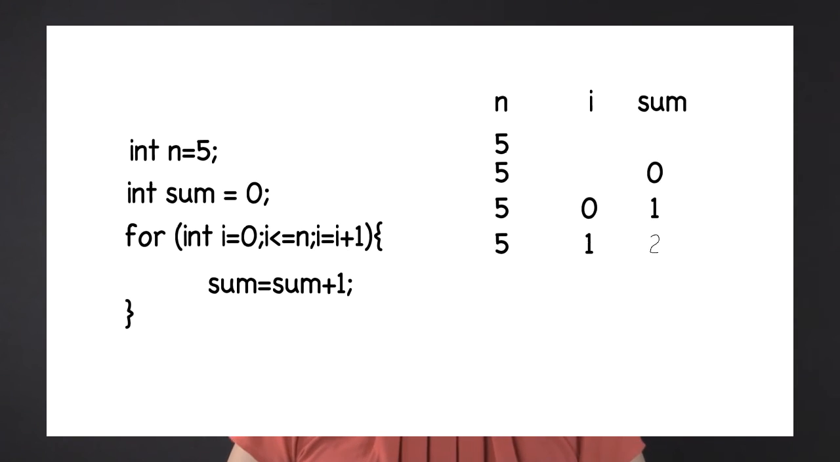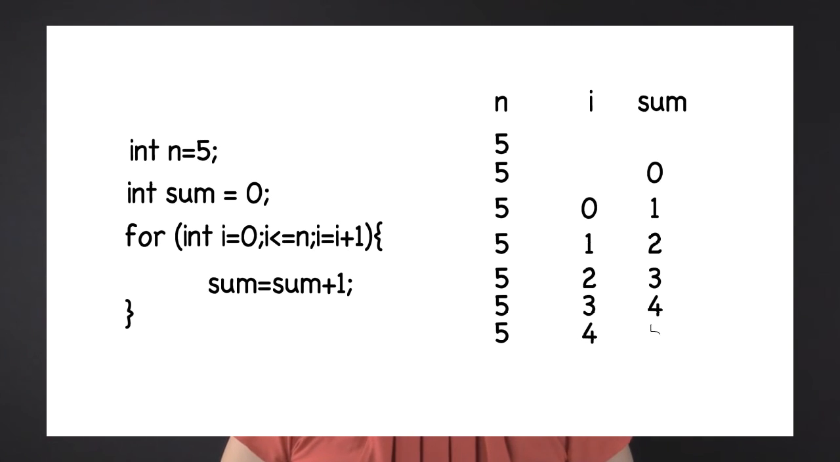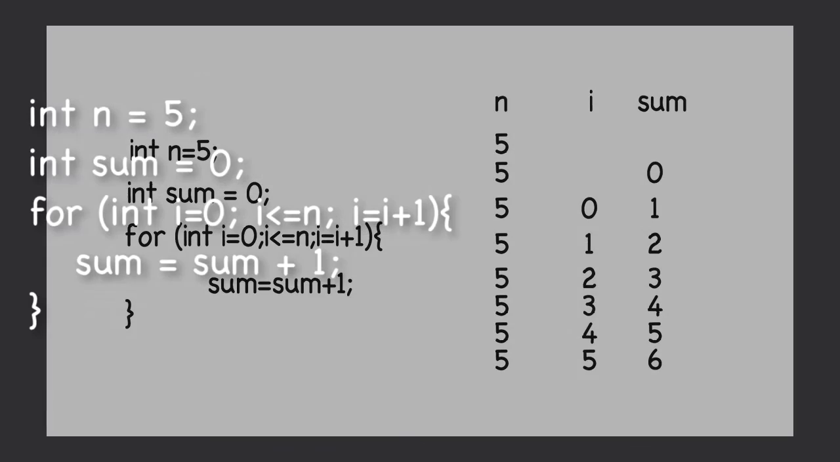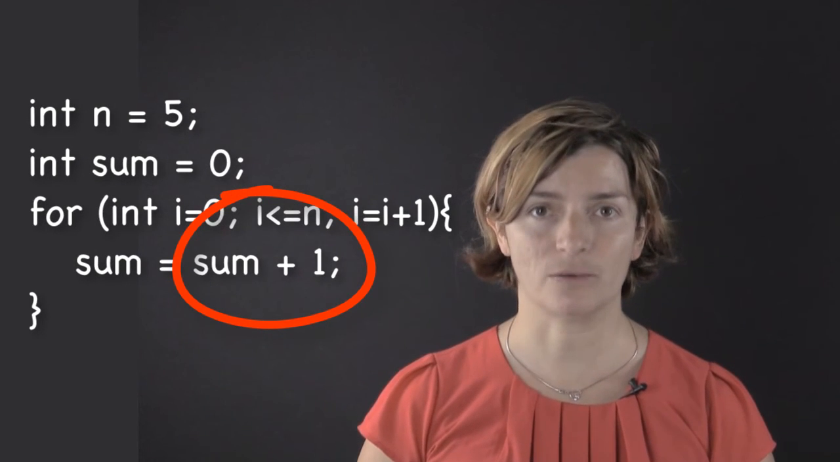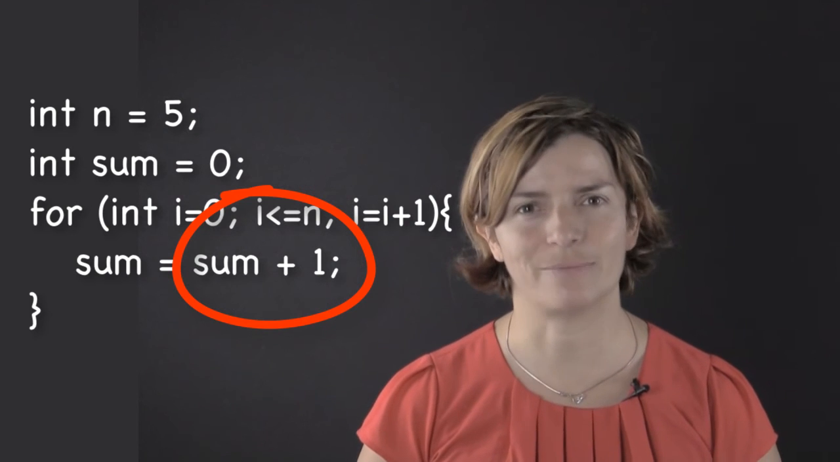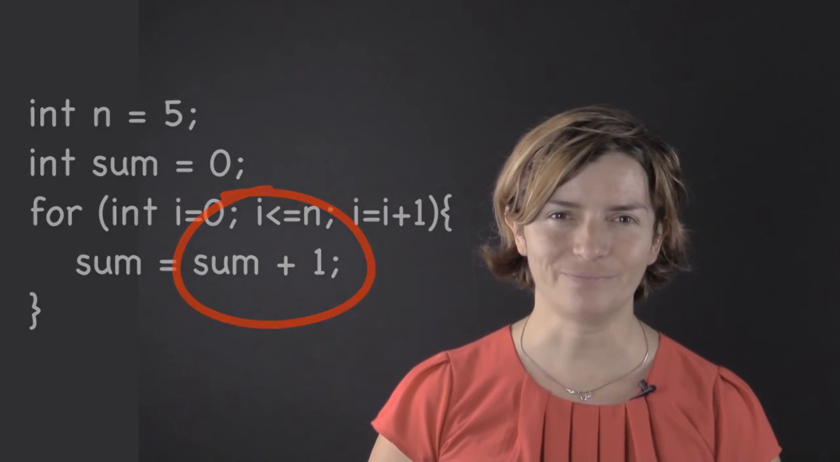In our next iteration of the for loop, the value of i is 2. Next, the value of sum becomes 3. And so on until the end, when i is equal to 5 and the value of sum is equal to 6. Can you spot the error? That's right. The code should say sum equals sum plus i, not sum equals sum plus 1.